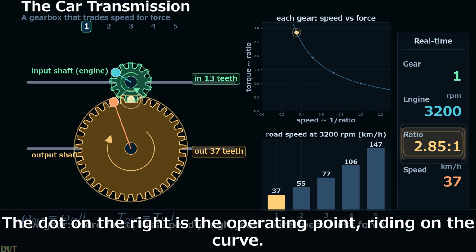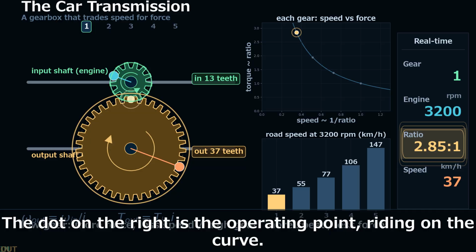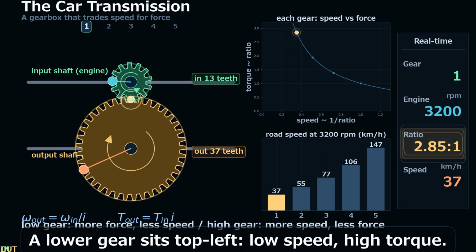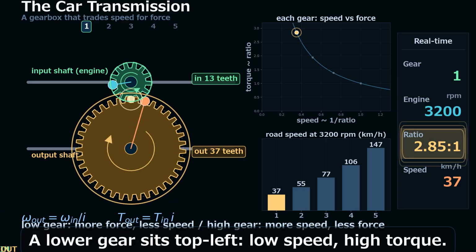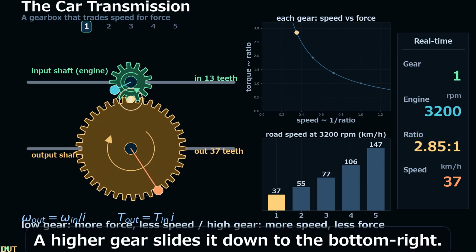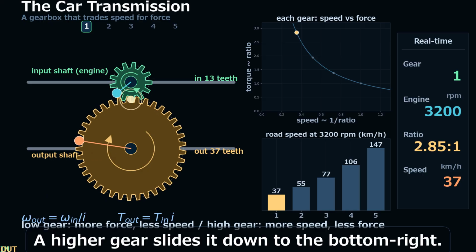The dot on the right is the operating point, riding on the curve. A lower gear sits top left, low speed, high torque. A higher gear slides it down to the bottom right.